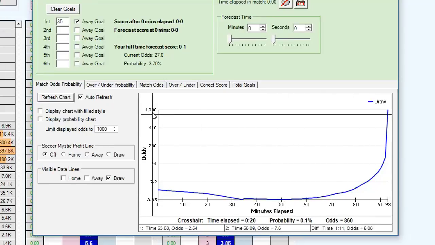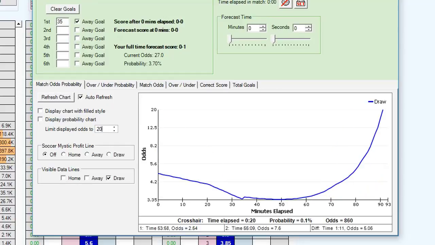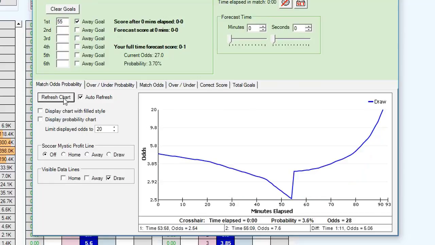That's because we set the odds limit at 1000. So let's put that down to a smaller level. Let's put it down to 20 or something, and then we'll get a better view on what's going on here. So let us go back to that scenario where the goal was scored after 55 minutes.